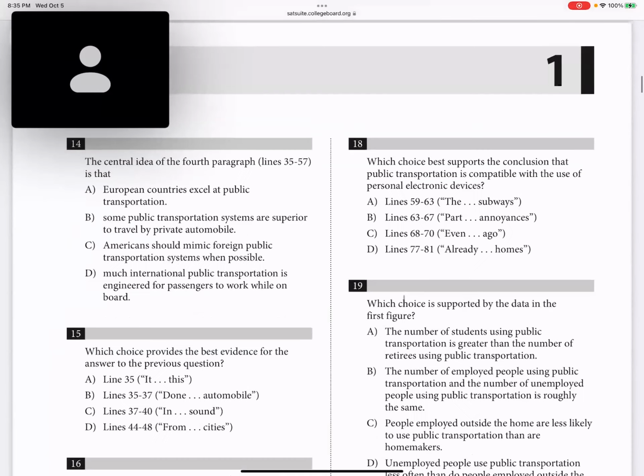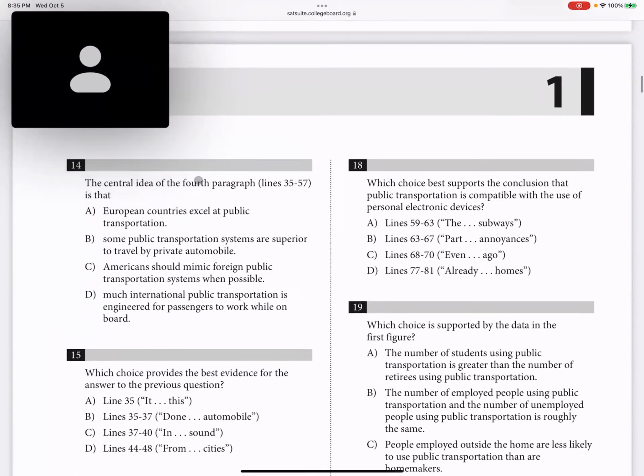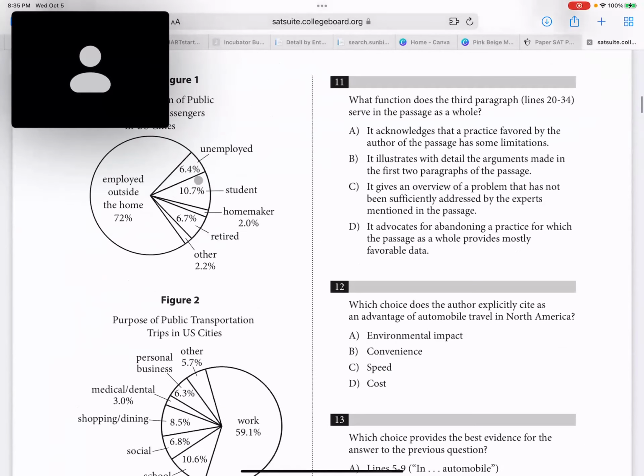All right. Here we go. So 14. So now see, our big ideas are becoming smaller ideas, right? The central idea of the fourth paragraph is that... so let's see, 35 through 57.